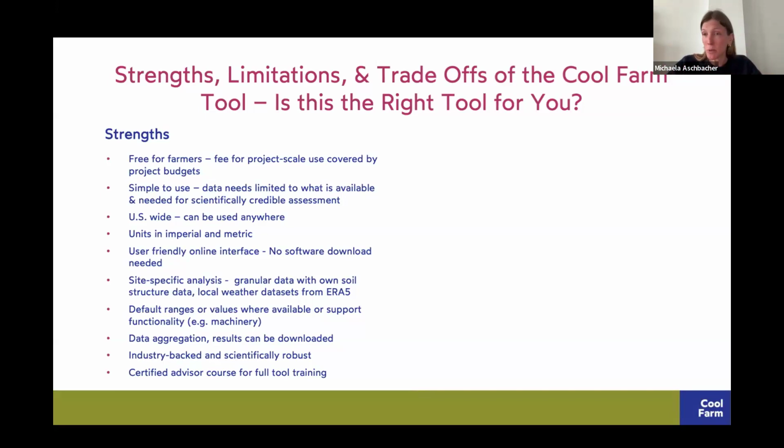In that sense, it's very simple to use. I mentioned that. So it's limited data, but still scientifically robust and credible. It's US wide, and therefore we also have imperial and metric units, both of them applicable. So you will have that as well. And also it's a user-friendly online interface. So we don't need to download the software. You can use it online. And we also now work on a new interface, our platform, that should be even better. So we really take away information that is not needed and help you to fill in defaults that are already there.